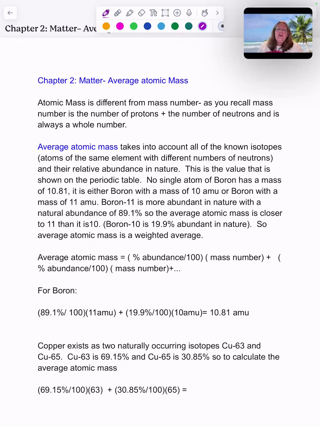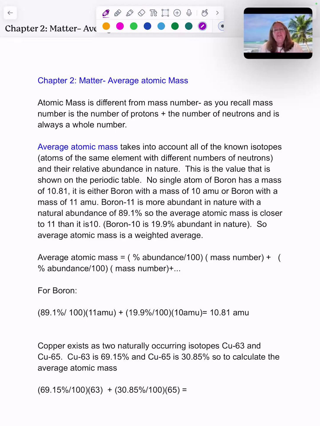Today we're going to talk about average atomic mass. Atomic mass is different from mass number. If you recall, mass number is the number of protons plus the number of neutrons, and it's always a whole number. But on the periodic table, the numbers aren't always a whole number. So what's going on here?